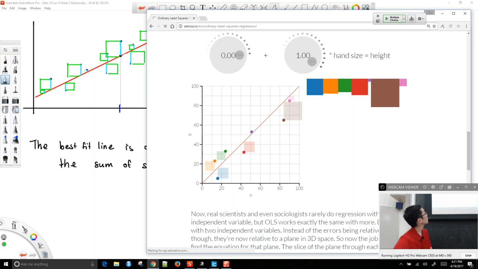So right here we have different data points, and we can see each of these data points has a residual, and it has already been squared. The residual is the difference between the data point and where the line predicts it would be. And yeah, question?